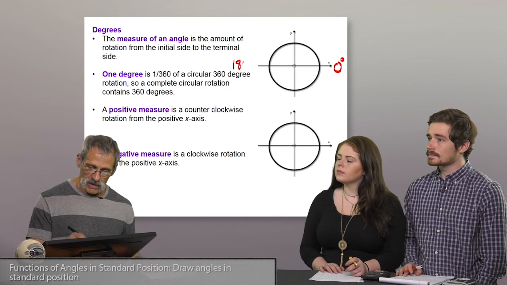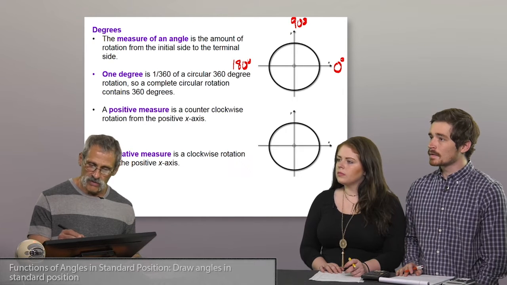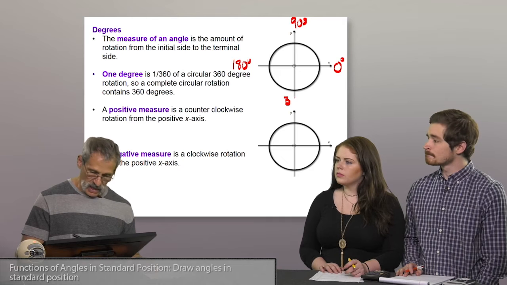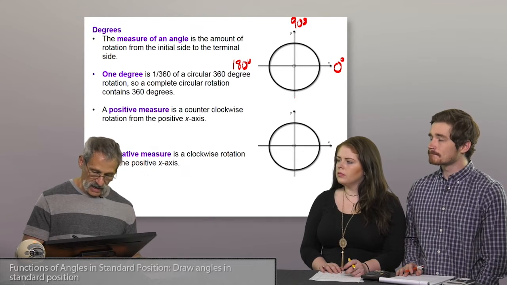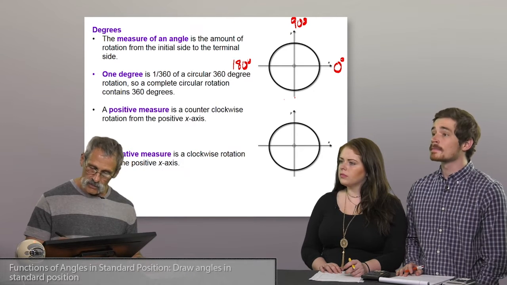So halfway would be 180 degrees. 90 degrees would be a quarter of the way. And 3/4 of the way would be 90 and 90 and 90, that would be 270 degrees.